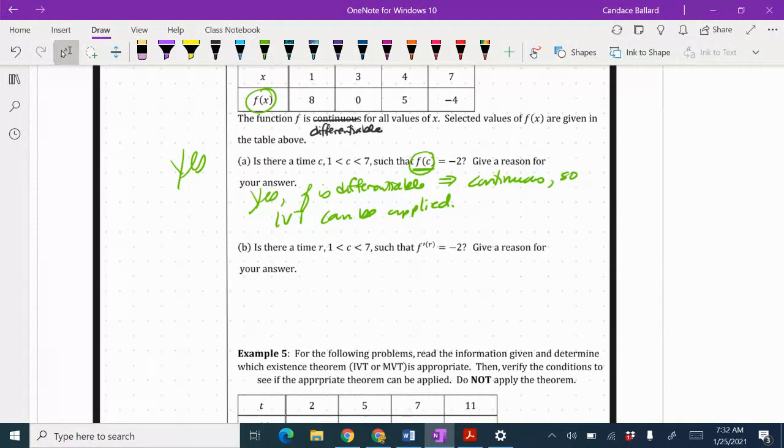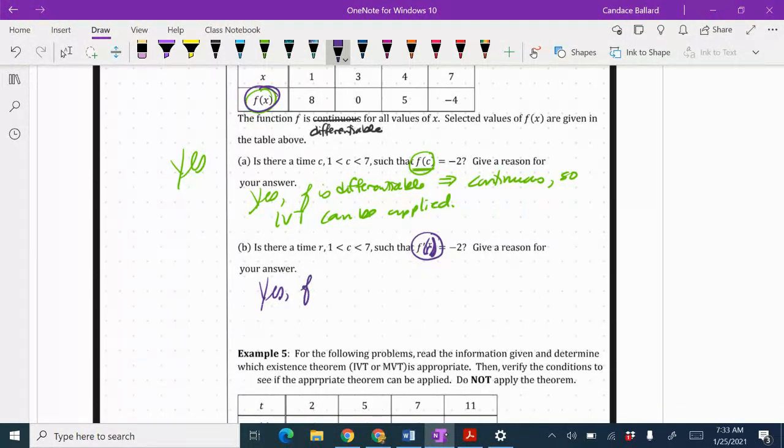Okay, so now I'm looking at B. So B says, is there a time R between 1 and 7 such that, and it's f prime of R equals -2? Give a reason for your answer. So we're just basically looking, we know that the answer is going to be yes, but we have to decide if it's MVT or IVT. I notice it's a derivative and it's a function, so I know it has to be MVT.